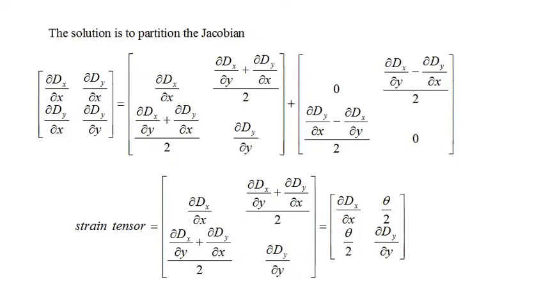Note that the off-diagonal of the strain tensor is the shear strain, the angle theta, divided by 2. Mathematical physicists prefer to use the tensor notation, i.e. the symmetric strain tensor shown, while engineers define strain using three numbers: the partial derivative of dx with respect to x, the partial derivative of dy with respect to y, and theta, the partial derivative of dx with respect to y plus the partial derivative of dy with respect to x.